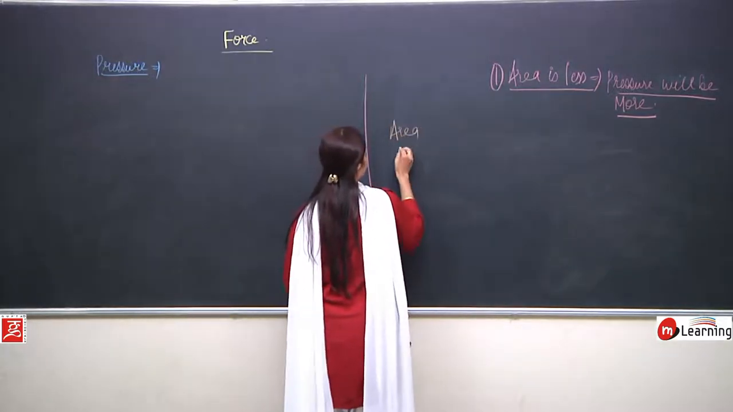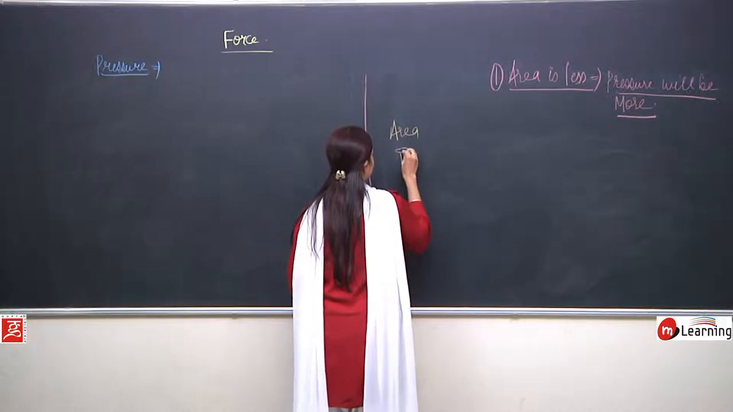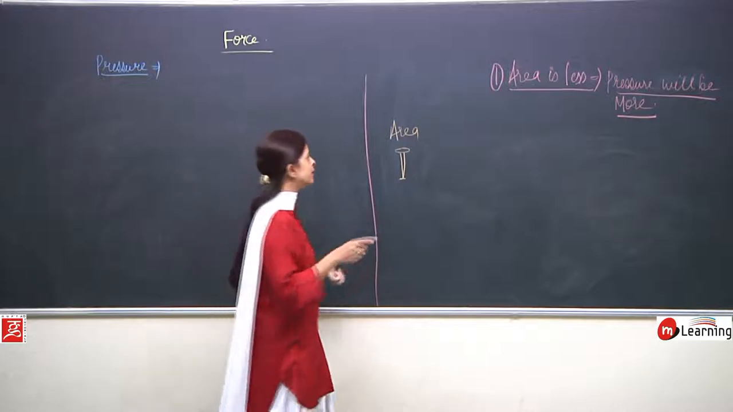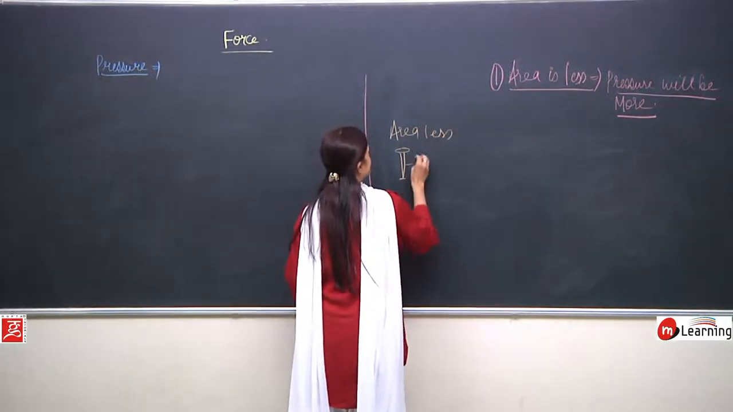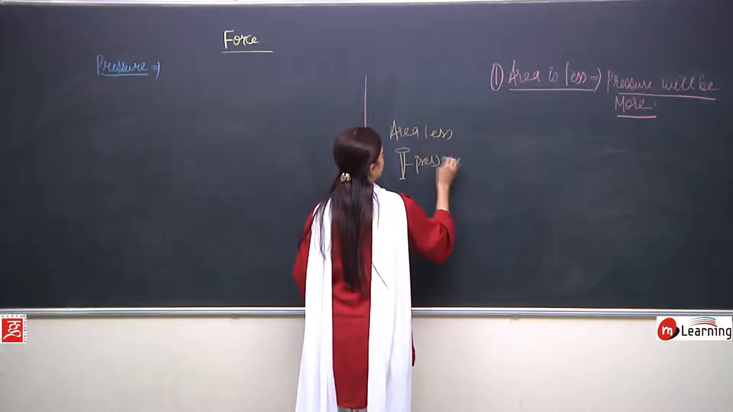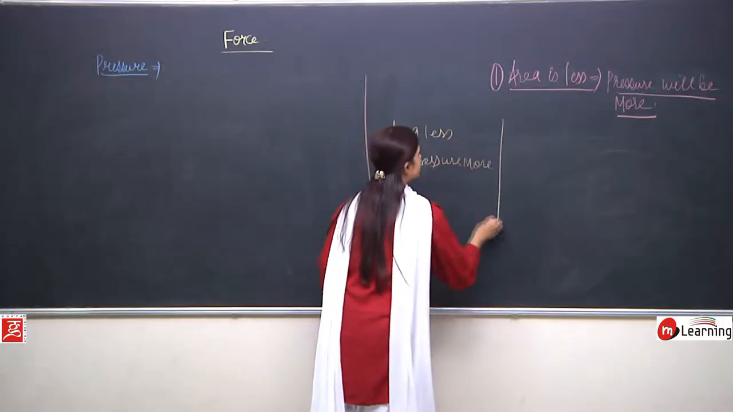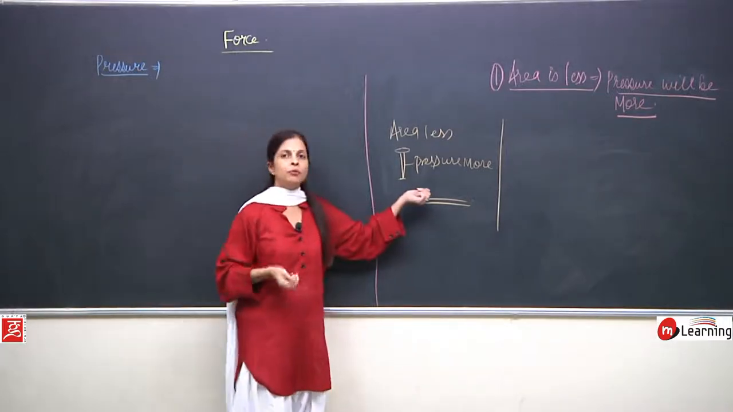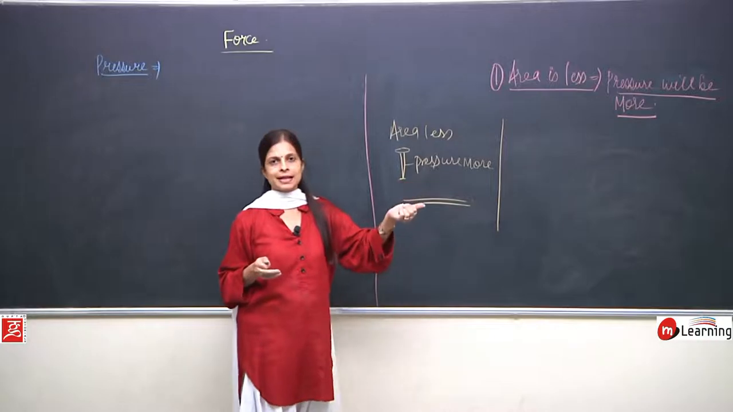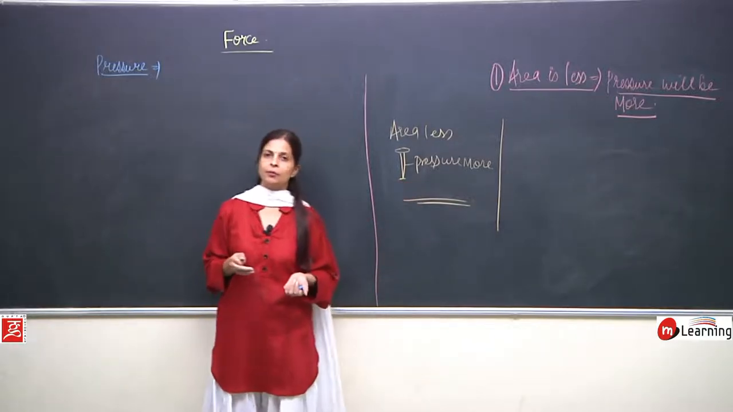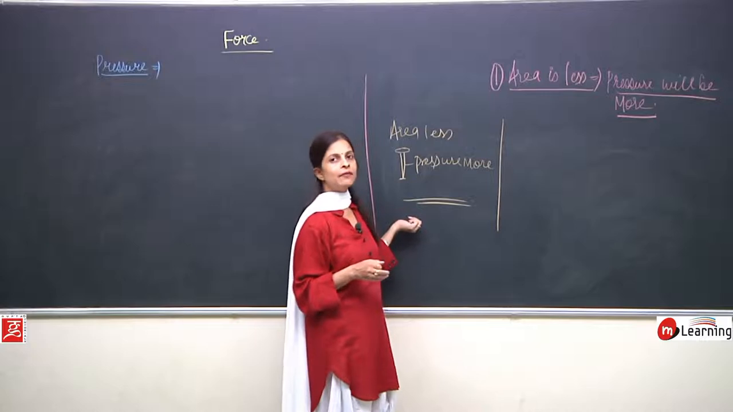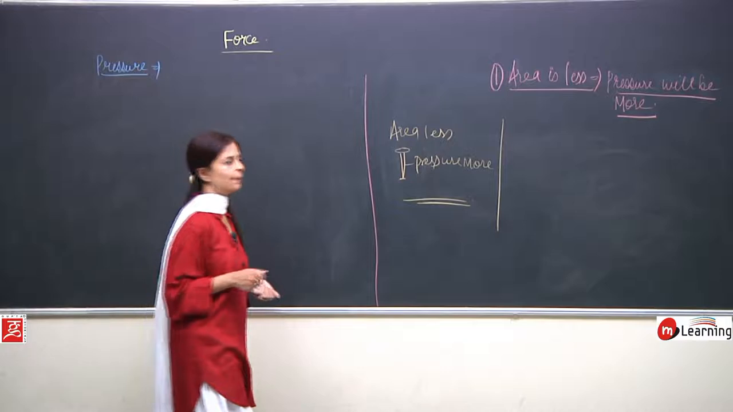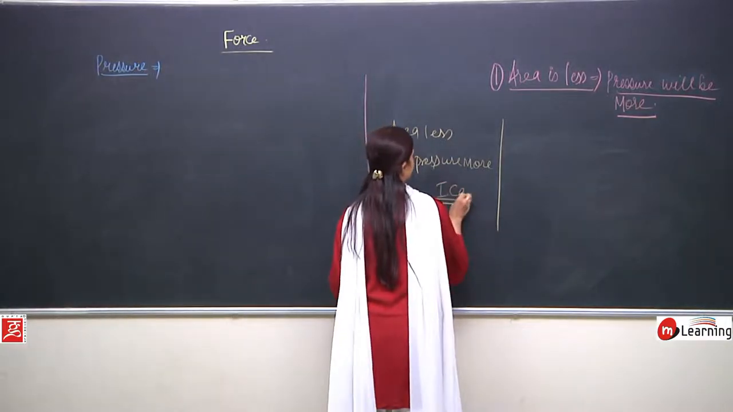So in this case where we have used this soft board, area is what, children? Less. Now we want less area so that the pressure is what, children? More, isn't it? This is one condition where we need more pressure. We want the pins to go inside. We want the apple to be cut. And so we have taken the pins with the pointed ends, and we have taken the knife which is very, very sharp. Now this is the first case.